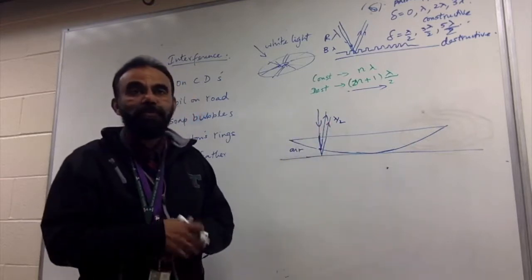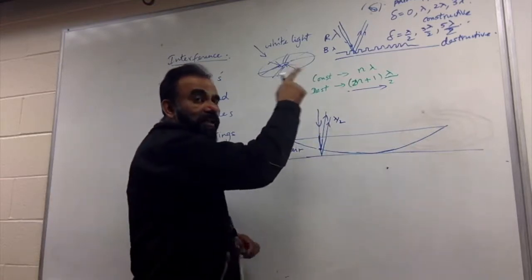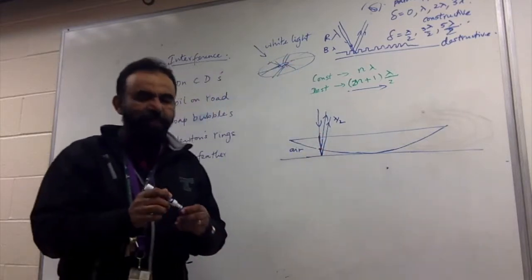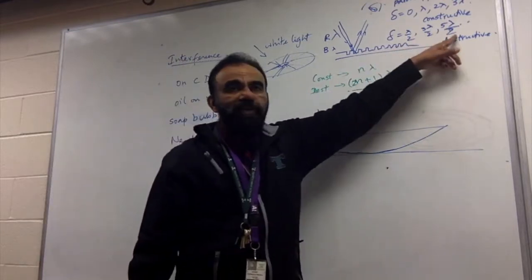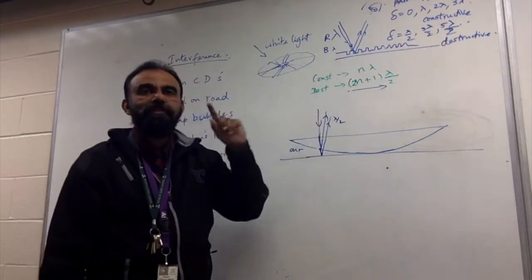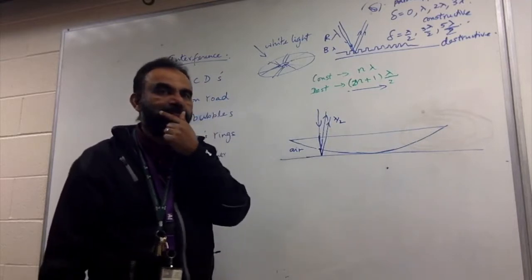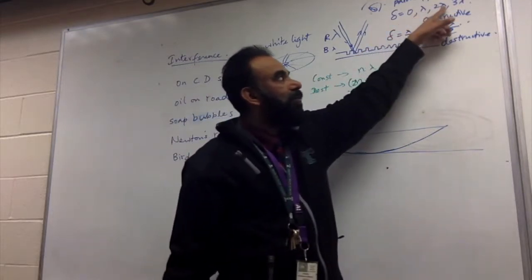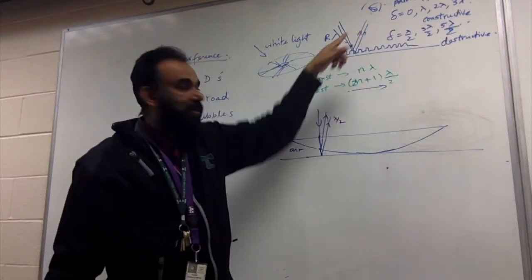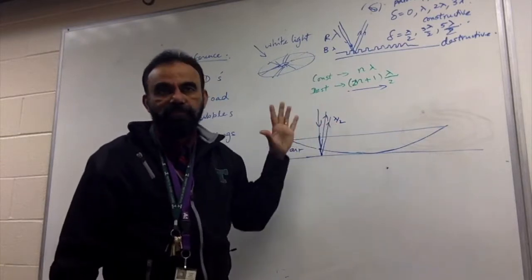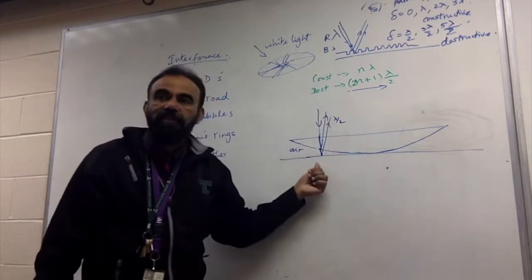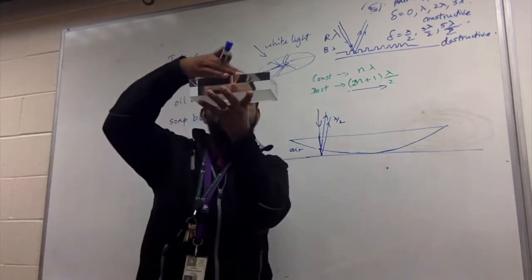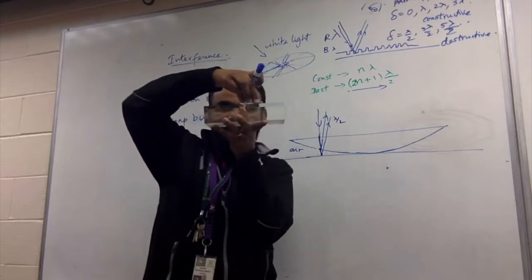So when this suffers a lambda over 2, just like how we discussed about the oil film, the same way, if this path is another lambda over 2 or 3 lambda over 2 or 5 lambda over 2, the overall interference is going to be positive, constructive. If the physical path difference here is 0 or lambda or 2 lambda or 3 lambda, adding this one to it, it's going to be destructive. Is that clear?